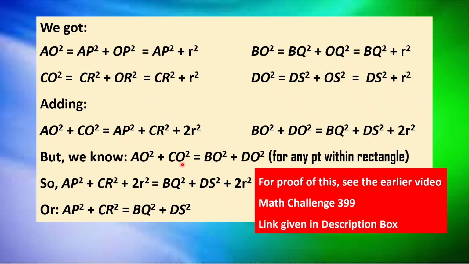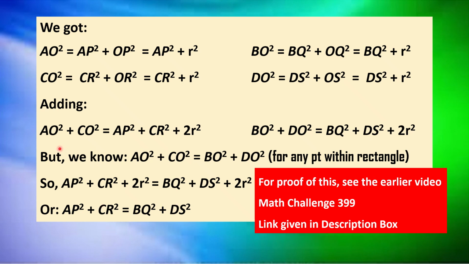So AO square plus CO square is equal to BO square plus DO square. Now for AO square plus CO square, you put the value obtained above, AP square plus CR square plus 2R square. Similarly, for BO square plus DO square, put this value, BQ square plus DS square plus twice R square. So 2R square will cancel out from right side and left side, and you will get AP square plus CR square equal to BQ square plus DS square.